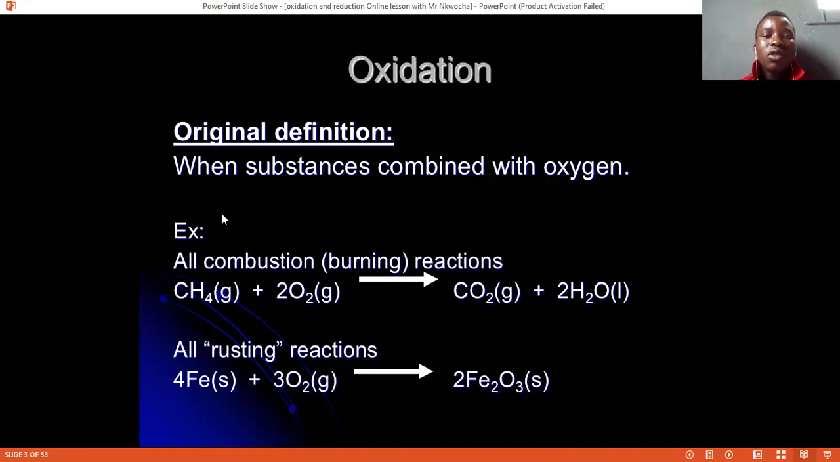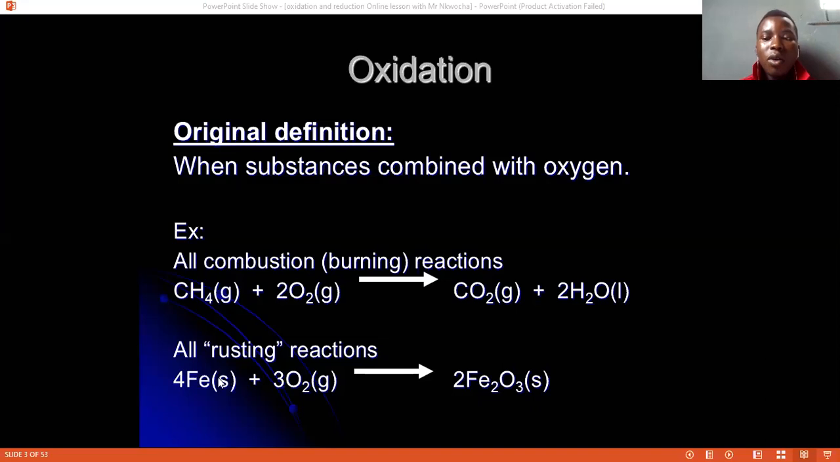Let's see the original definitions of oxidation. When substances combine with oxygen, that is oxidation. You can look at examples: all combustion, all substances burning. Remember in organic chemistry where we talk about chemical properties of hydrocarbons, we always say combustion. Combustion is a very simple example of oxidation. You can see here methane combining with oxygen to give us carbon dioxide and water. This is an oxidation reaction.